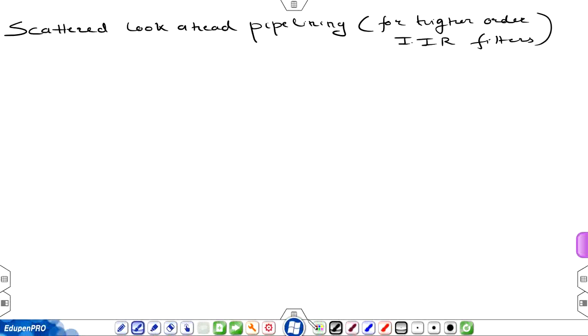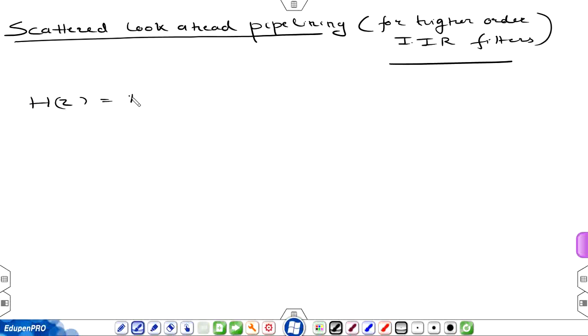Hello everyone. So in this lecture I am going to discuss the second method using which we can pipeline the higher order IIR filters, and that method is scattered look ahead pipelining. Okay, so it is used for pipelining higher order IIR filters, and suppose we have a transfer function like H(z) given by N(z) divided by D(z), and let's say it is an nth order filter.